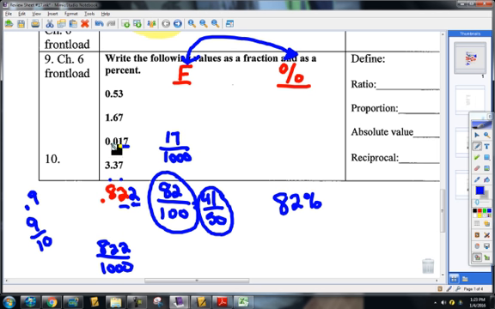So, again, taking this and moving the decimal 1, 2, like we talked about up there. Any decimal, any number can become a percentage by multiplying by 100 or just simply moving the decimal 2 places to the right. Okay?